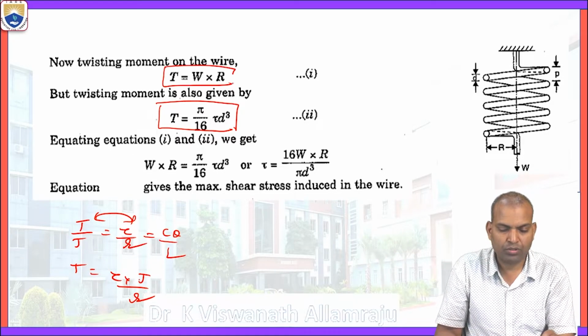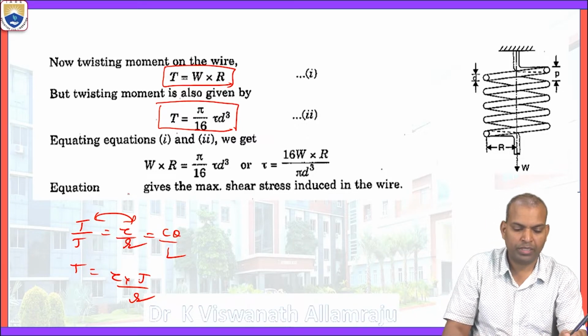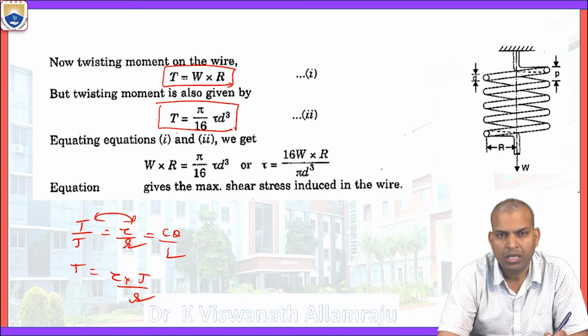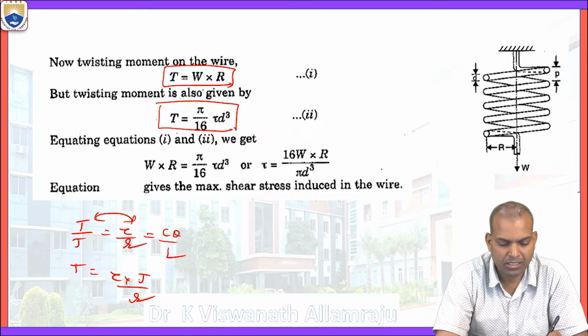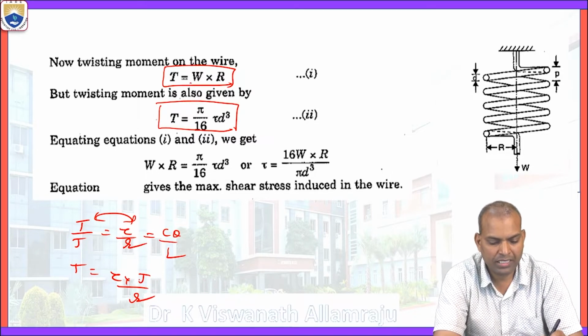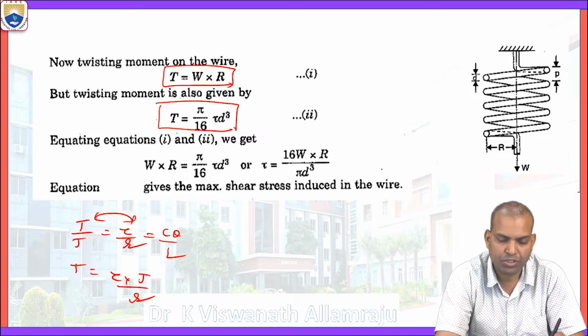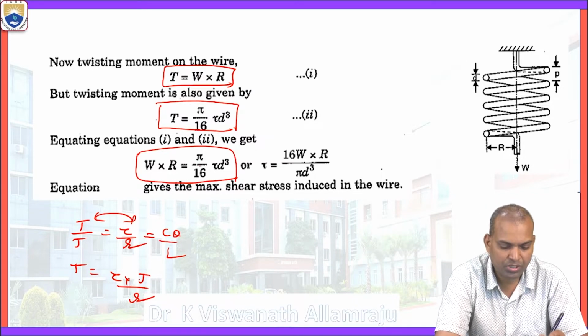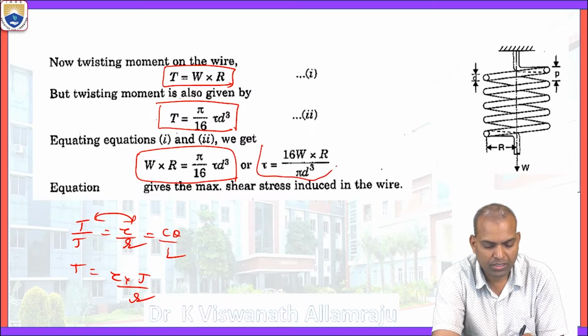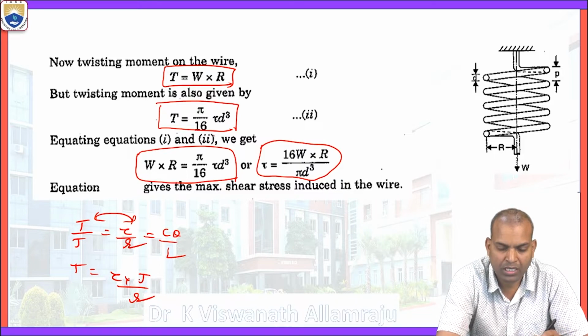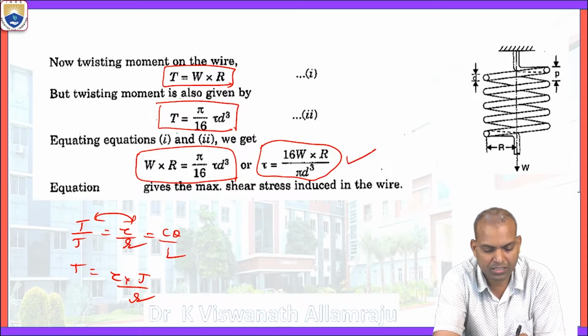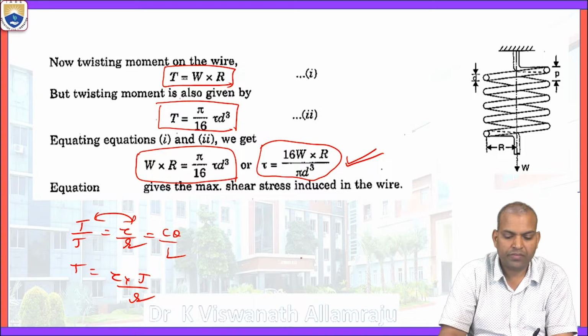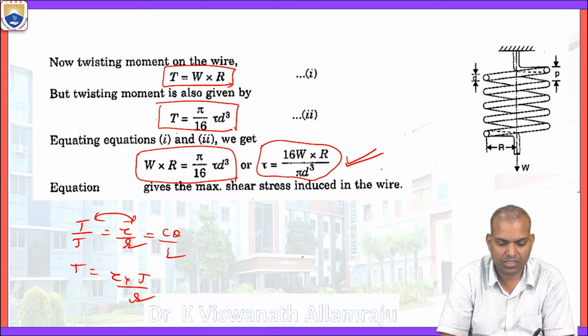We know that the twisting moment, or turning moment, is equal to the axial load times the radius, that is capital R. Now equate both the equations, since both are torques, so twisting moments. That is W times R equal to π by 16 times τ d cube, where τ is 16 W R by πd cube. This is the shear stress. This equation gives the maximum shear stress induced in the wire.